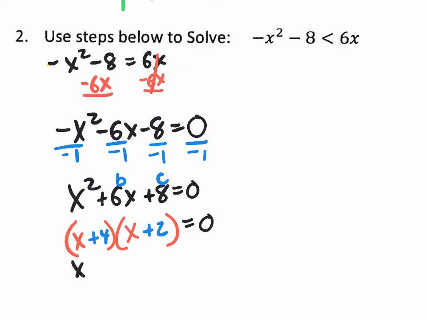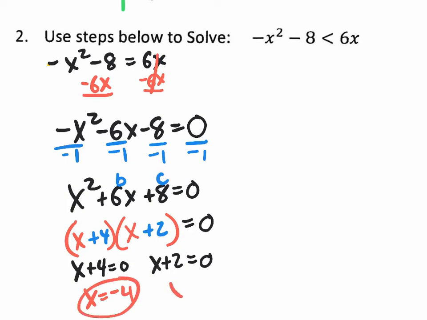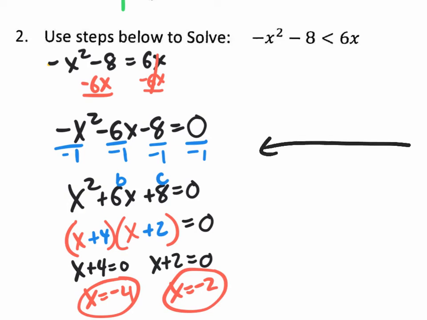Now again, it's still equal to 0. We're going to split it. x plus 4 could equal 0. x plus 2 could equal 0. So if we continue solving, we'll get x equals negative 4. That's one answer. And x equals negative 2. That's another answer. So the next step that's written below, it says to go to your x-axis, your x number line, and plot those values.